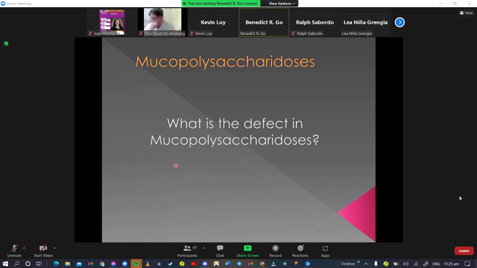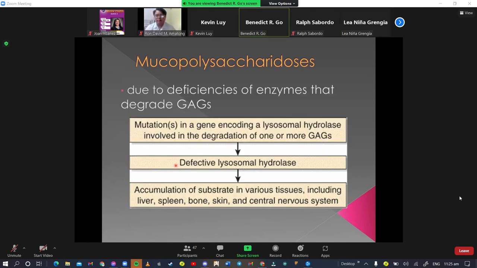Correct. Okay. So you'll have mutations in the gene encoding for lysosomal hydrolases, which are the enzymes responsible. Okay, Leia, thank you. You can mute yourself now. Which are responsible for enzymes degrading the GAG. Of course, if there are defective enzymes, you'll have accumulation of those GAGs inside the lysosome, and they are present in various tissues, including the liver, spleen, bone, skin, and the CNS.